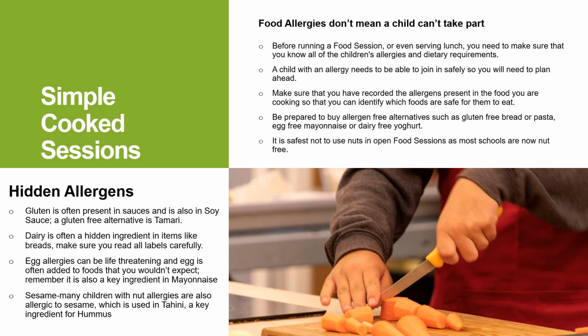Be aware of allergens that are hidden in shop-bought products. It's worth knowing about the common hidden allergens before you start buying ingredients, as these are the ones that are easy to make mistakes with. Gluten is often present in sauces, and it's also present in soy sauce. You can buy an alternative called tamari, which is wheat-free and is also slightly stronger.